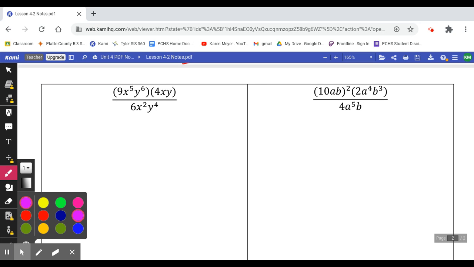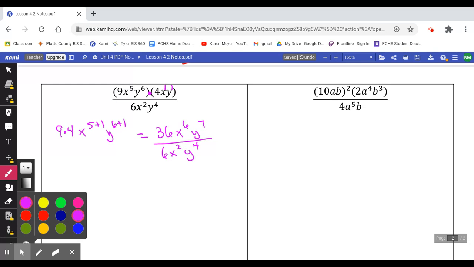Okay. So here I'm just going to think, oh, two parentheses means we're timesing. So I'm going to times my coefficients, which are 9 and 4. And then what do we do with exponents if we're multiplying? Hopefully everybody says add them. So we're going to put in our magic little ones here. For x, we're going to do 5 plus 1, and for y, we're going to do 6 plus 1. So we're looking at 36 x to the 6th, y to the 7th, over 6x squared, y to the 4th.